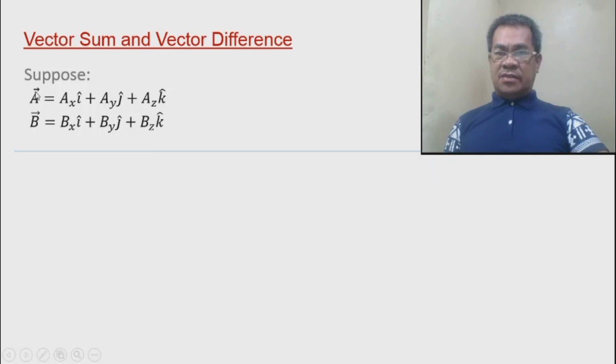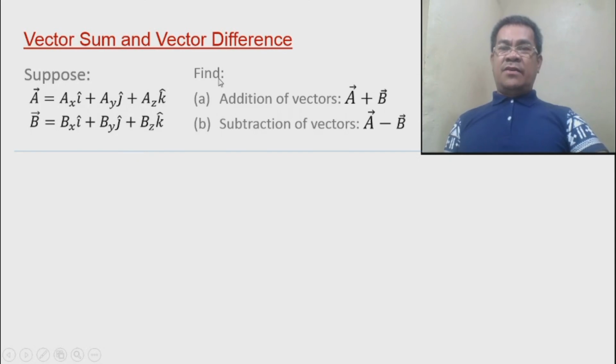Suppose I have vector A in terms of its components: ax i hat plus ay j hat plus az k hat. For the vector B, in terms of its components, we have bx i hat plus by j hat plus bz k hat. Okay. Now, if you are asked what is the vector addition or vector sum of these two vectors.